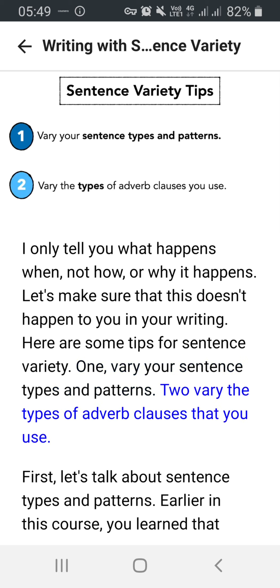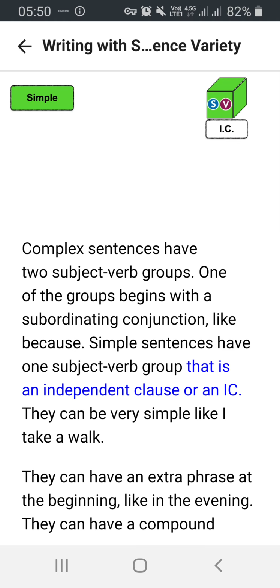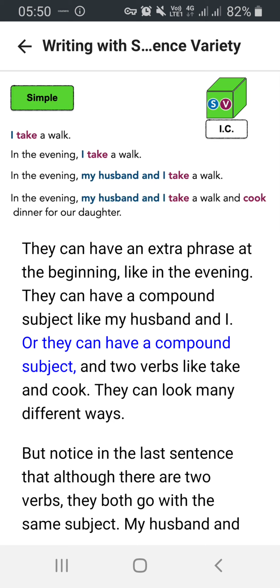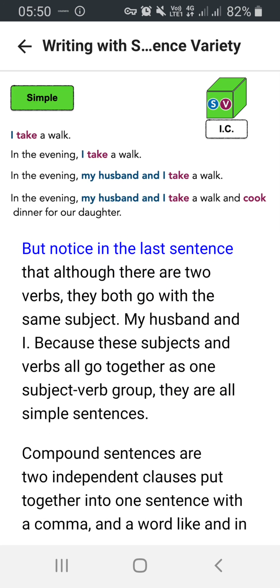Simple sentences have 1 subject-verb group that is an independent clause, or an IC. They can be very simple, like I take a walk. They can have an extra phrase at the beginning, like in the evening. They can have a compound subject, like my husband and I, or they can have a compound subject and 2 verbs, like take and cook. They can look many different ways. But notice in the last sentence that although there are 2 verbs, they both go with the same subject, my husband and I. Because these subjects and verbs all go together as one subject-verb group, they are all simple sentences.